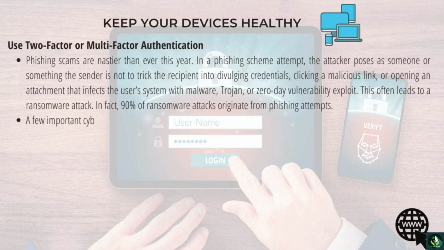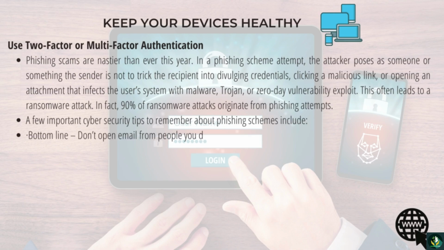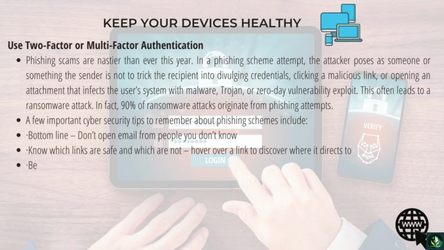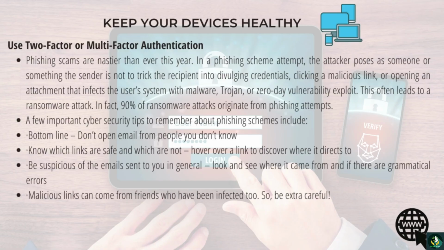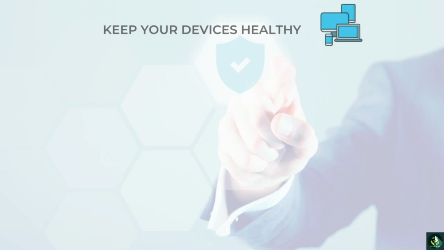A few important cybersecurity tips to remember about phishing schemes include: bottom line, don't open email from people you don't know. Know which links are safe and which are not. Hover over a link to discover where it directs to. Be suspicious of the emails sent to you in general. Look and see where it came from and if there are grammatical errors. Malicious links can come from friends who have been infected too, so be extra careful.